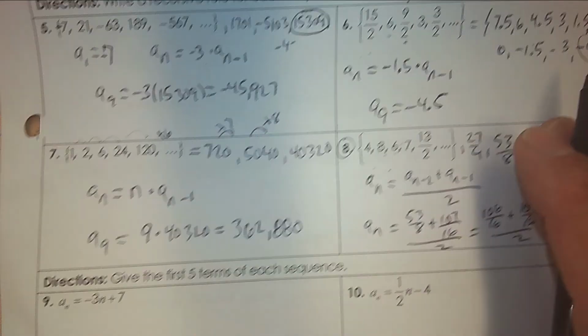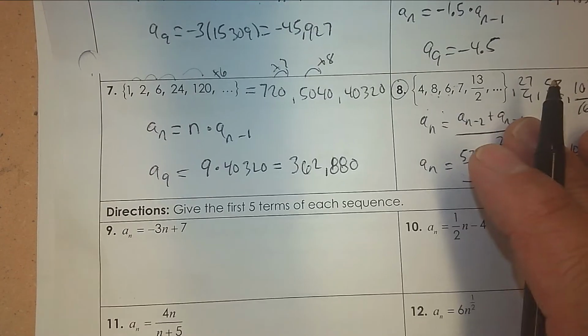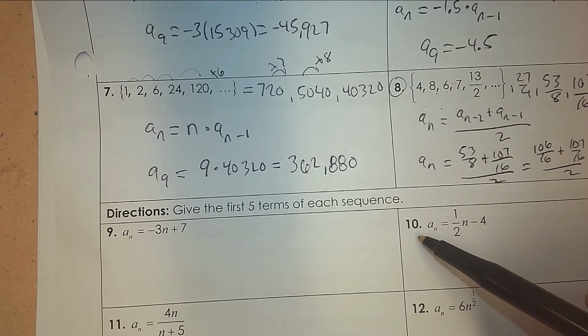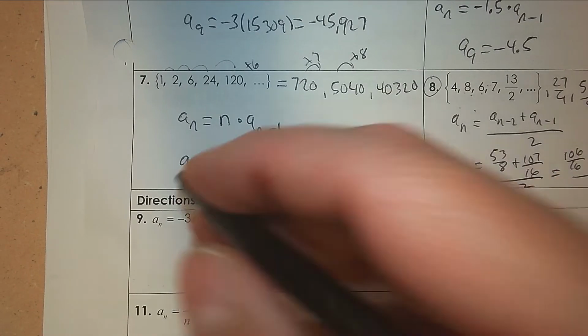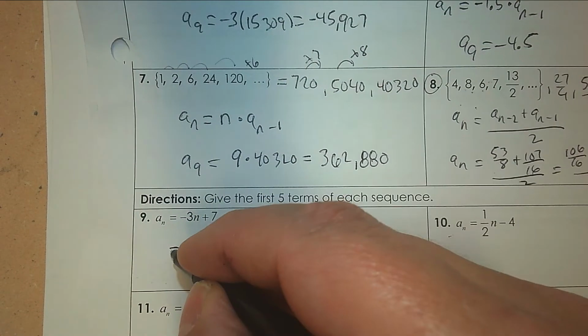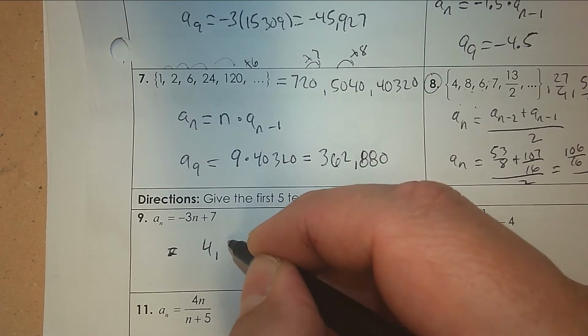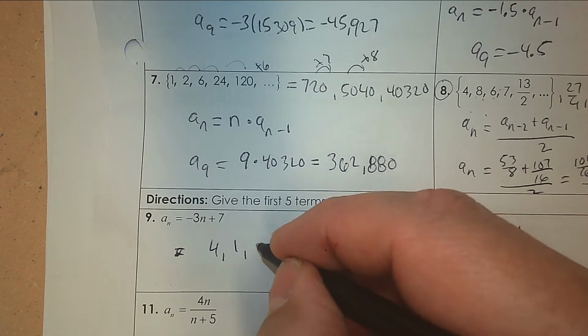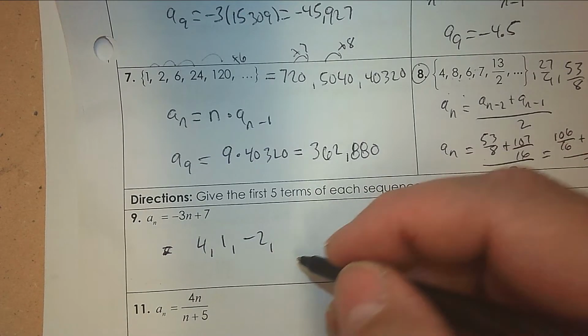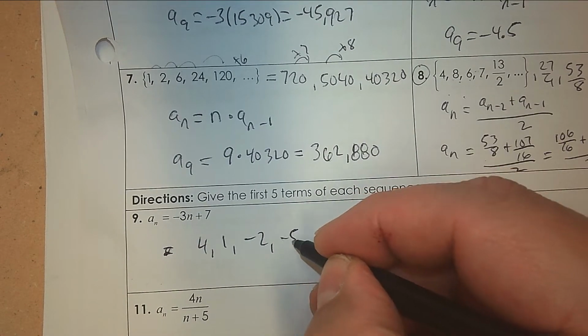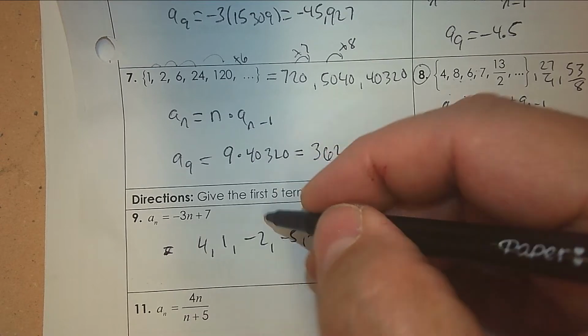All right, number 9. Give the first 5 terms of each sequence. So plug in 1, and you get 4, 2, and you get 1, 3. And you can see you're going down by 3, right? Is that it? Okay.